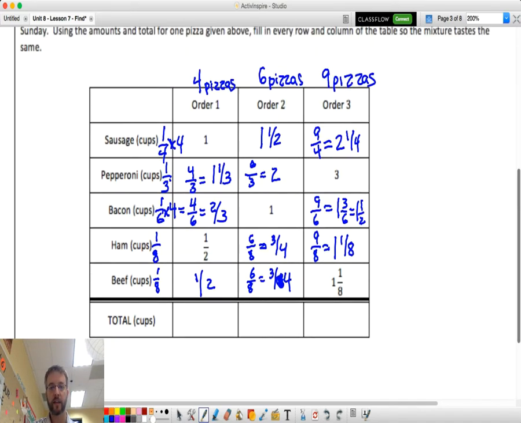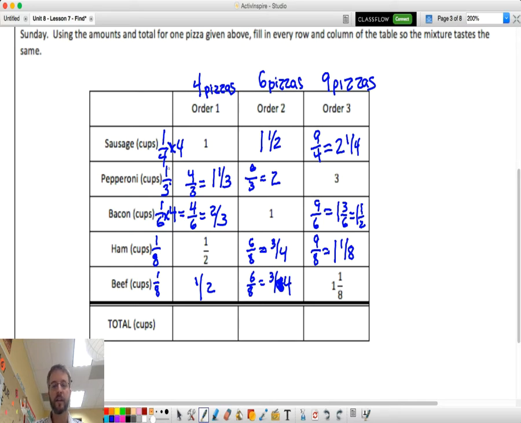Now, if we take a look across here, we use these ratios to keep them constant, and we just use the table that was given to us and what we knew already to help us figure out how many total pizzas were ordered. Now they want us to calculate how many total cups of meat there would be on 4 pizzas, 6 pizzas, and 9 pizzas. And if I do that, I end up finding there's 1 cup for every pizza. So this one does have 4 cups. This one does have 6 cups. And this one does have 9 cups.